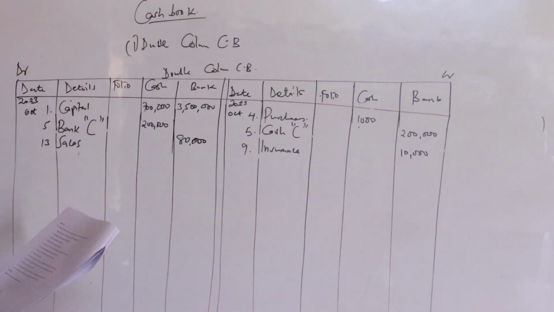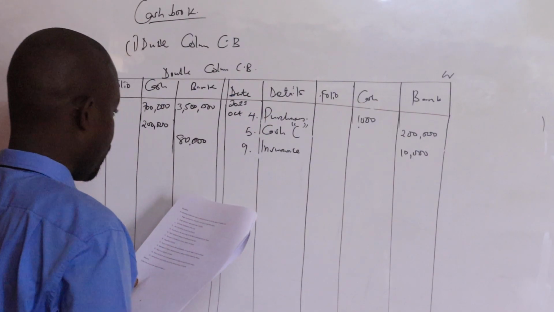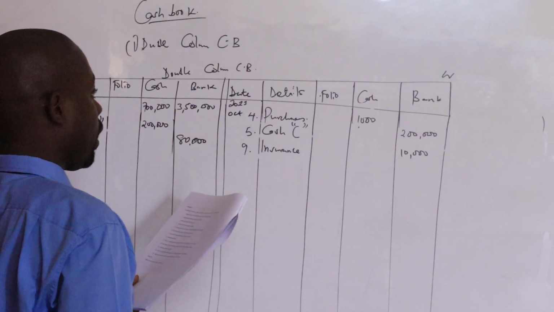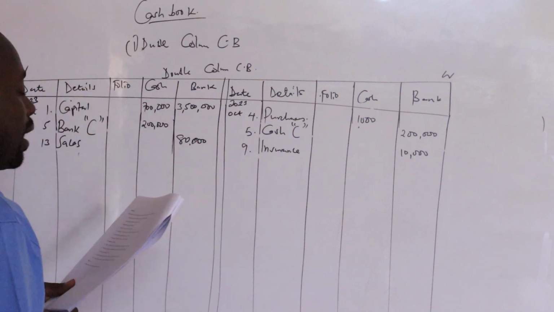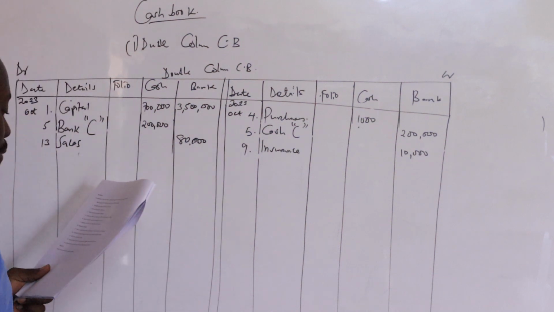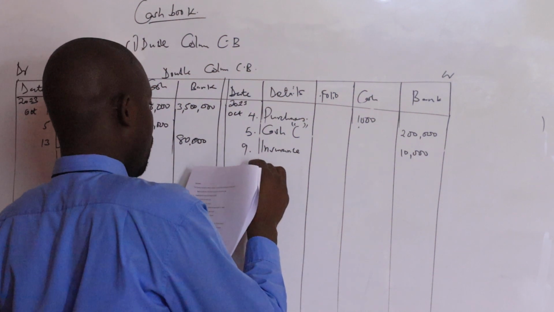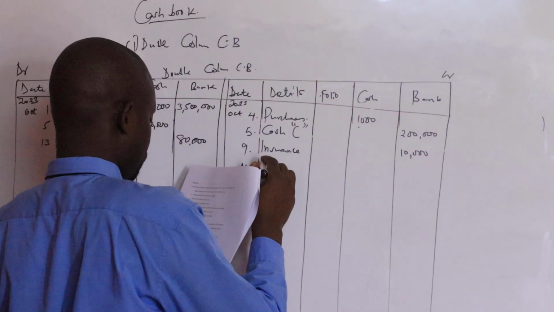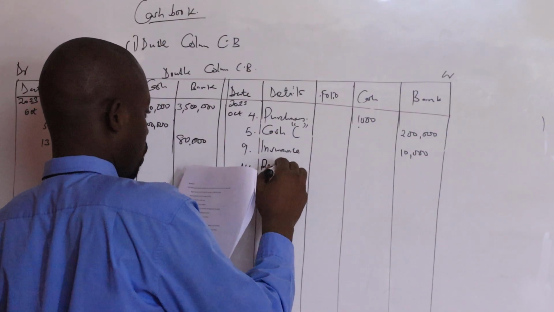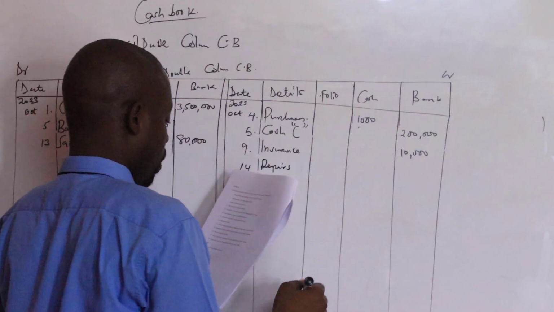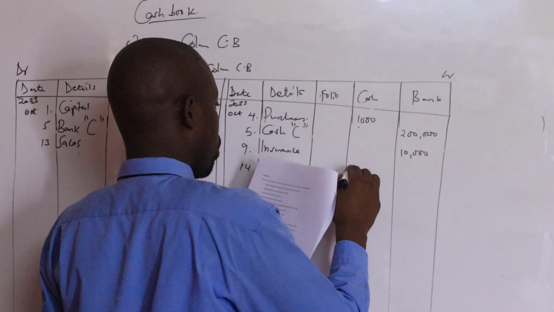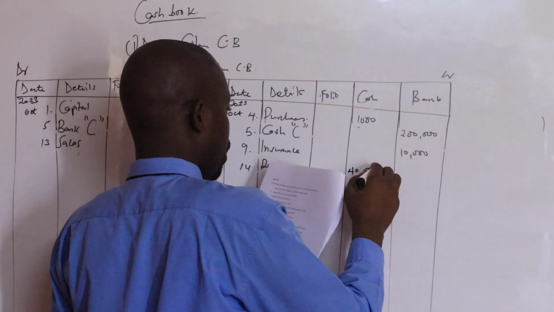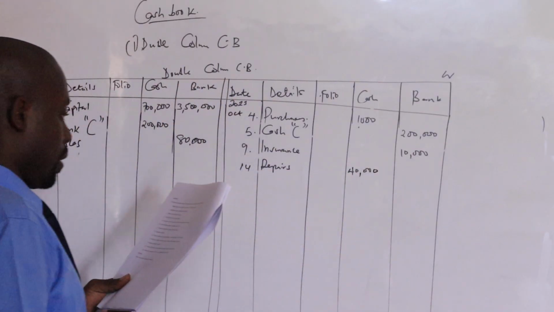Next, on 14th, paid 40,000 for repairs and maintenance by cash. So payment means money is leaving, and this being assets, we shall record on the credit side. But through which channel? We paid by cash. So on 14th, we are paying for repairs and maintenance, and we are paying that by cash. So cash account or cash column, we reduce it by 40,000.